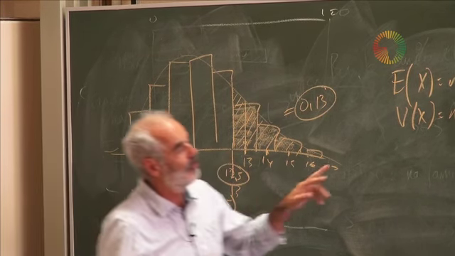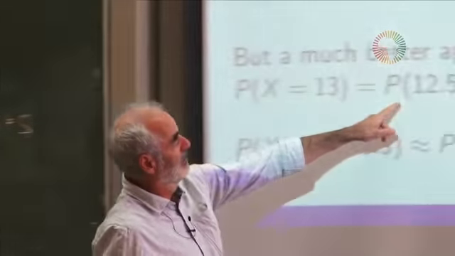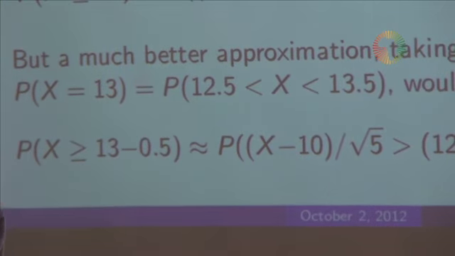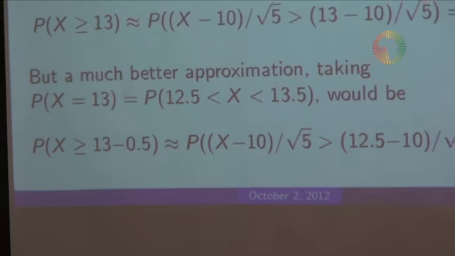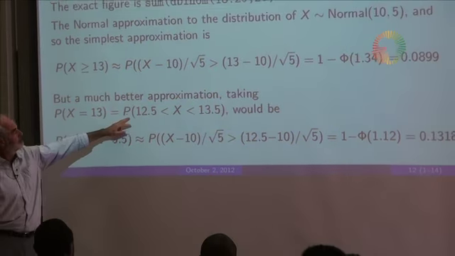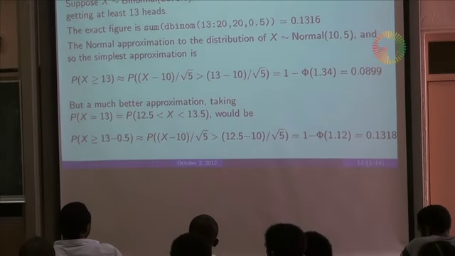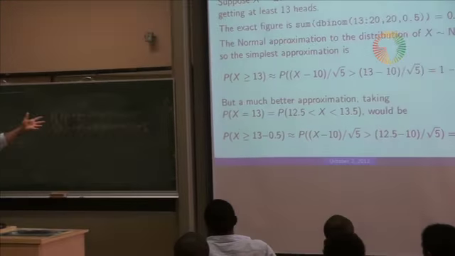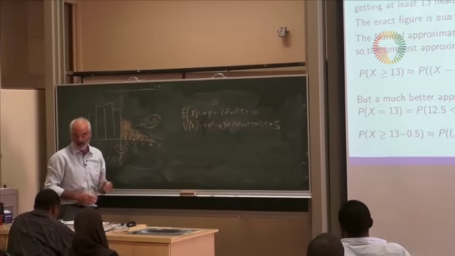So when we do that and put 12.5 in there, we get a fantastic approximation. It's unbelievably good, just by moving the thing back a half. And so that's what continuity corrections do. So when in R it says continuity correction, it's done something like that for you.